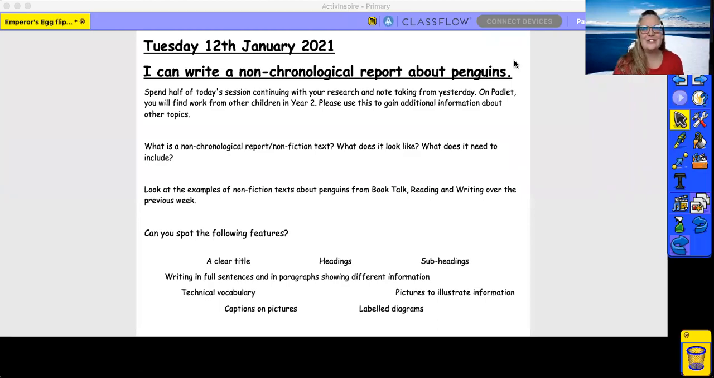Good morning, Year 2, Tuesday's writing lesson. Today we're going to be writing, or beginning to write, our non-chronological reports about penguins.